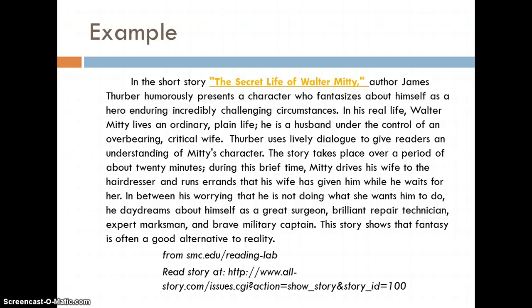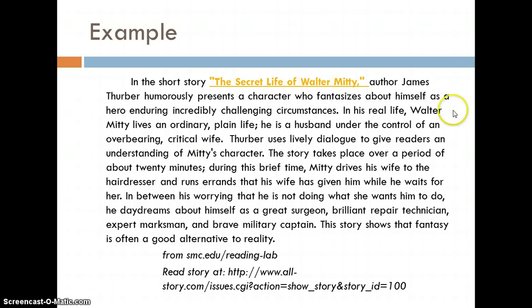There's a famous short story by James Thurber called The Secret Life of Walter Mitty. So here we have a summary. In the short story, The Secret Life of Walter Mitty, author James Thurber humorously presents a character who fantasizes about himself as a hero enduring incredibly challenging circumstances. So even in this first sentence, we have the title of the work, as well as the name of the author, and we have a good idea of what the story is about. We also know that it's a short story. So this is a particularly effective first sentence in the summary.